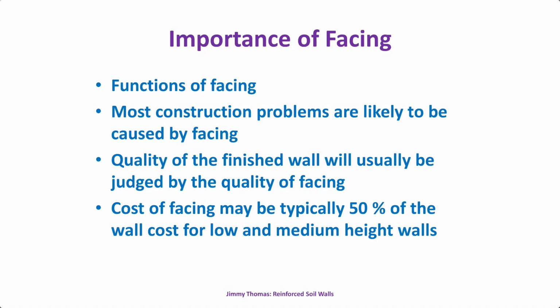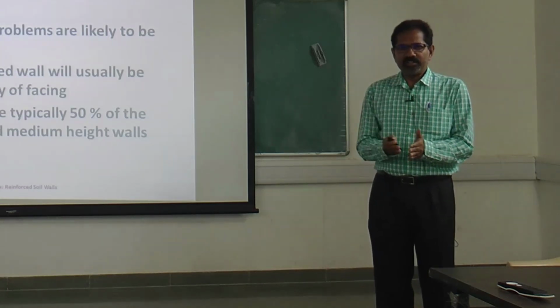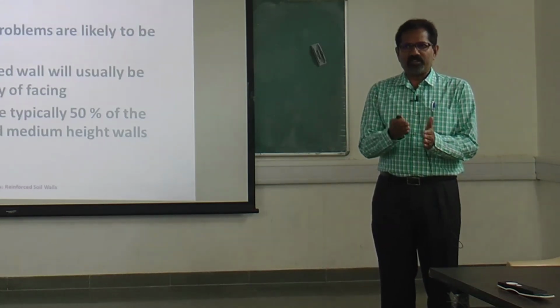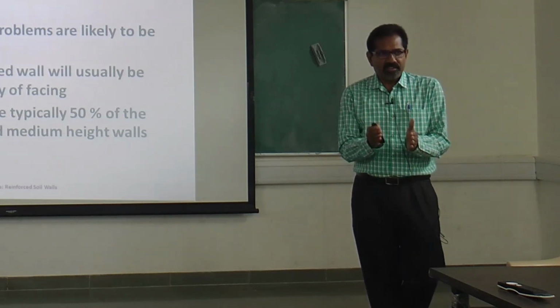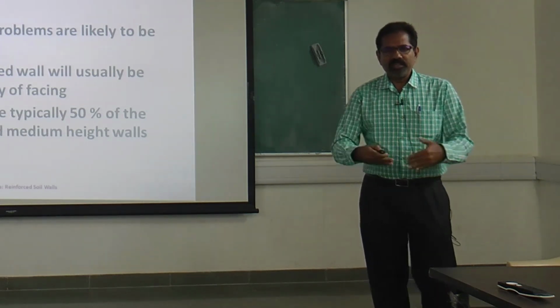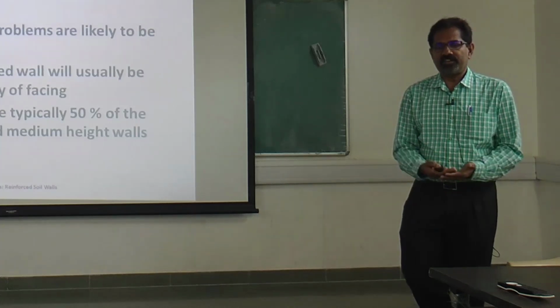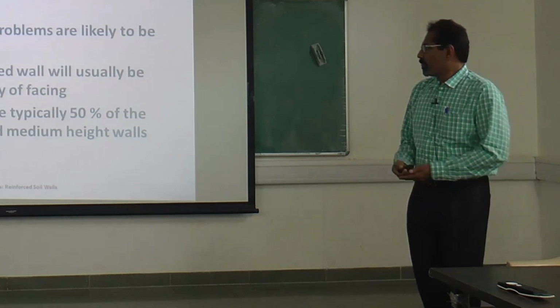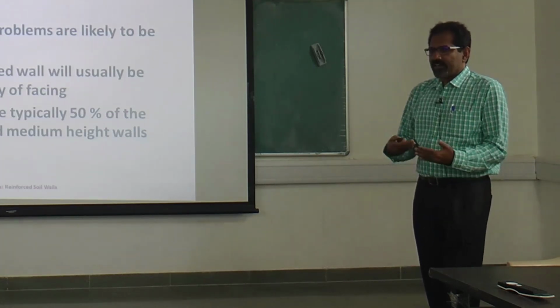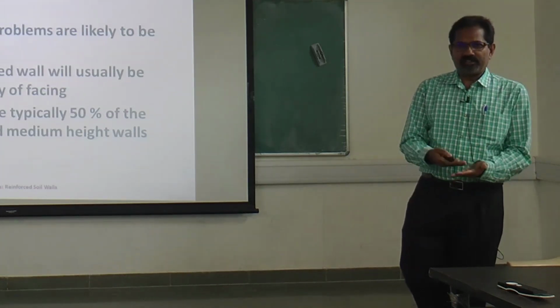Then another is the cost of facing, which may be typically 40 to 50%. The cost of reinforcement varies as the height increases, but the cost of facing is normally fixed per square meter. So as the wall height increases, the proportion of facing cost goes down. But typically for low height walls, say 6 to 8 meters height, it can be up to 40 to 50% of the overall cost.